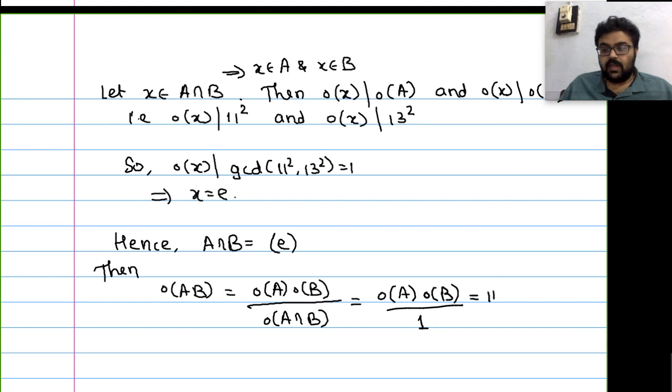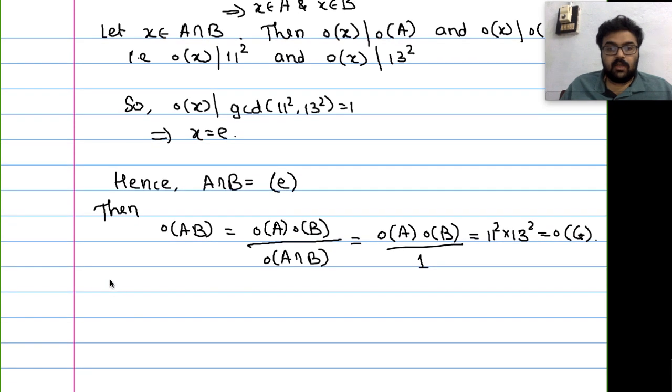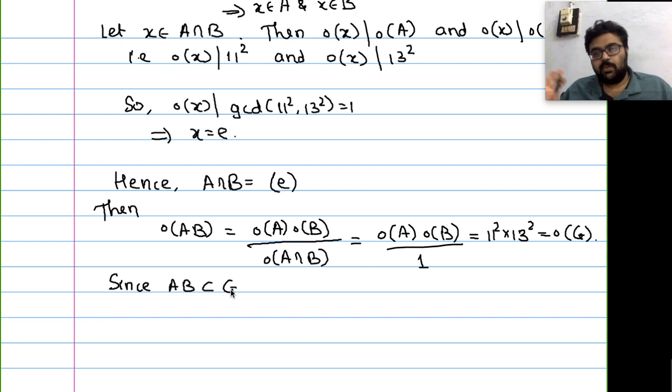So this is order of A is 11 square and this is 13 square. So this is same as order of G. So order is same, and AB is a subset of G. Whatever that subset is, it need not be a subgroup: HK is a subgroup if and only if HK equals KH. But whatever, it is a subset having the same number of elements.